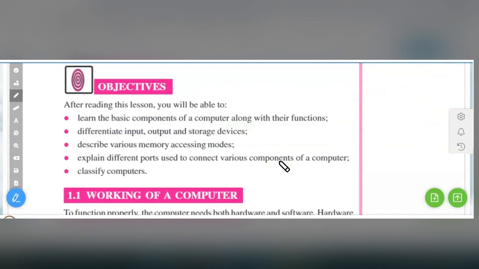So that is the first portion about computer. We came to know what it is and what the different hardware and software are. Now let's go to the objectives. What are you going to learn in this particular chapter?